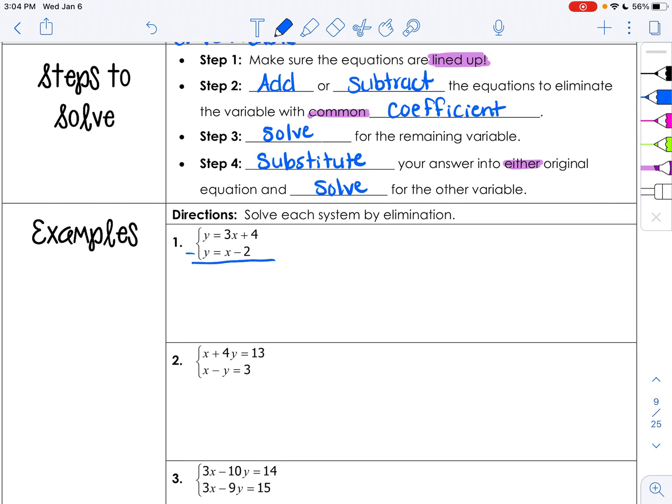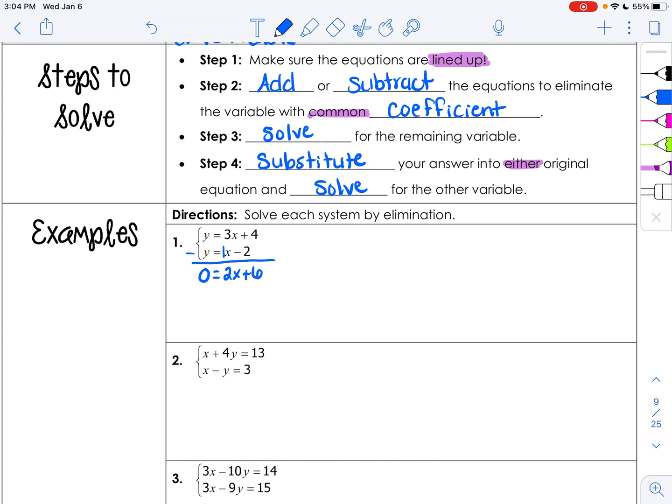Y minus y is 0. Bring down your equal sign. We're going to subtract all the way across. So 3 minus that invisible 1 is 2x. And then 4 minus negative 2. So we're subtracting from here, and this 2 is a negative. So we've got to be careful of that. 4 minus negative 2 is like saying 4 plus 2, which is positive 6.